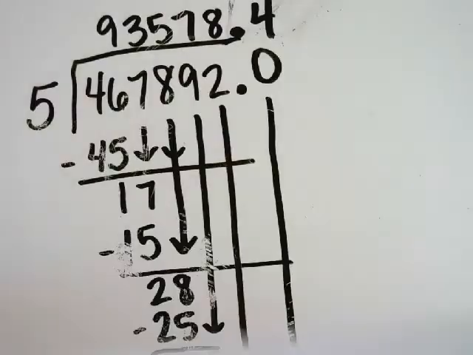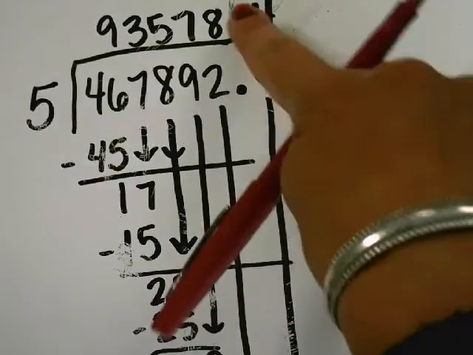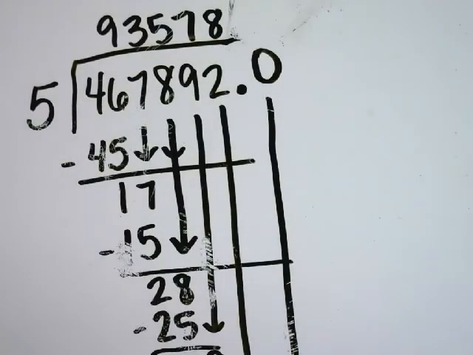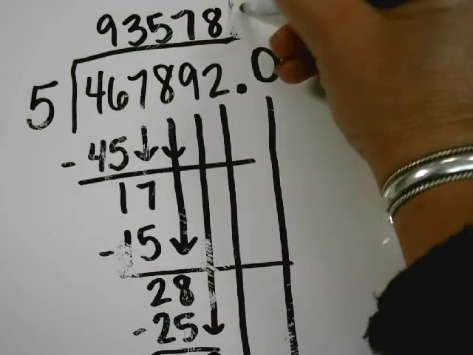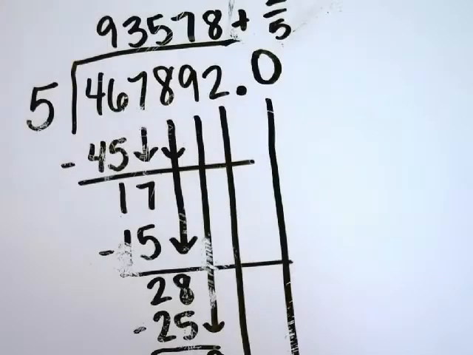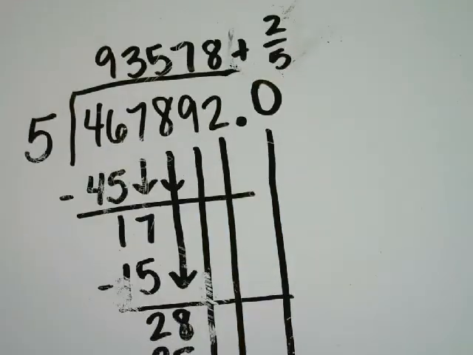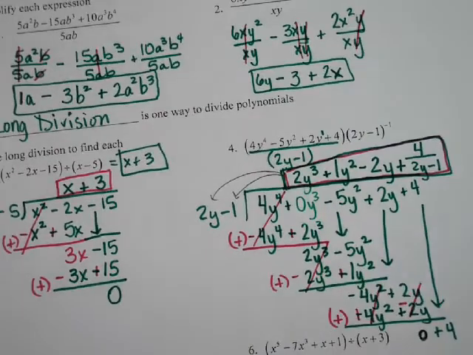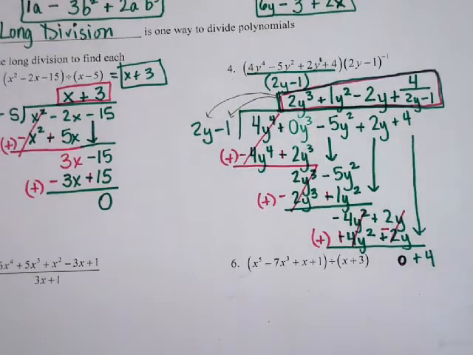I guess technically we could have done it on this guy, right? We had 2 left over, so we could have said plus 2/5. Like that. Okay, questions before we try one more?